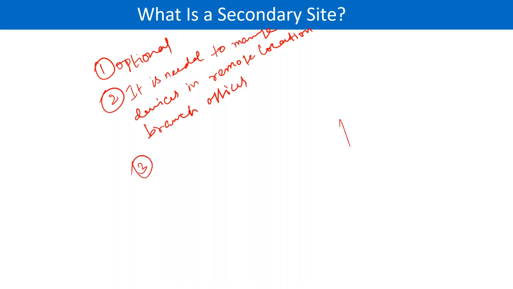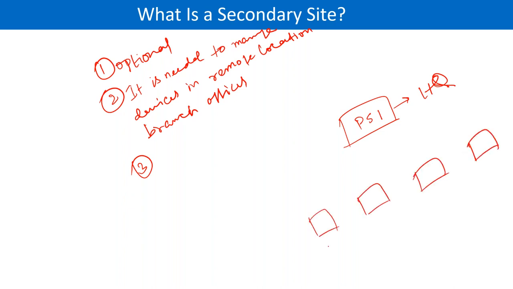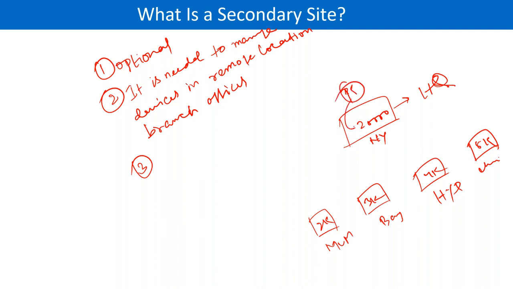Yeah. So like this, Rohit and Rishi, suppose you have primary site in headquarter in New York, and then you have some branch locations. Let's say you have Mumbai, then you have Bangalore, then Hyderabad, and Chennai, and you have like 2,000 devices, 3,000, 4,000, and 5,000 devices in these branch offices. And primary site, here in New York, you have 20,000 devices. So primary site is gonna manage all these 20,000 devices.